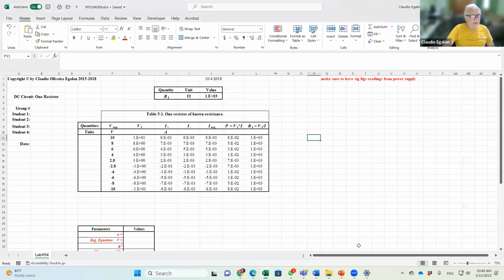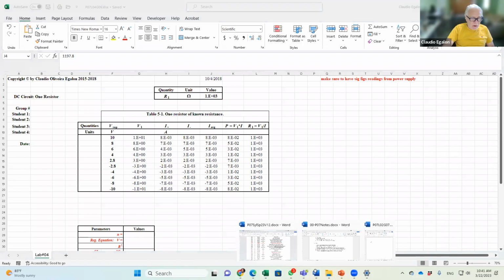Raster, this one here. Okay, so how do you perform the experiment? We start with 10 volts, then decrease the power supply to 8, 6, 4, and 2.8. And as you change the voltage, you're going to measure the voltage V1. You already measured the resistance, right? Resistance is here.